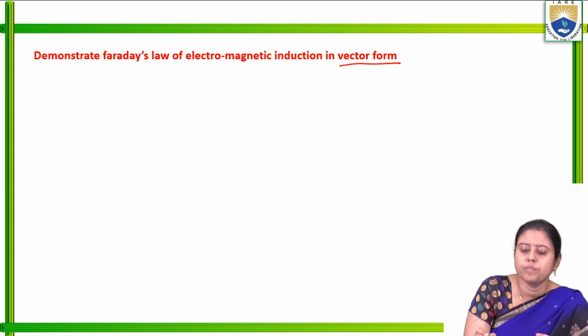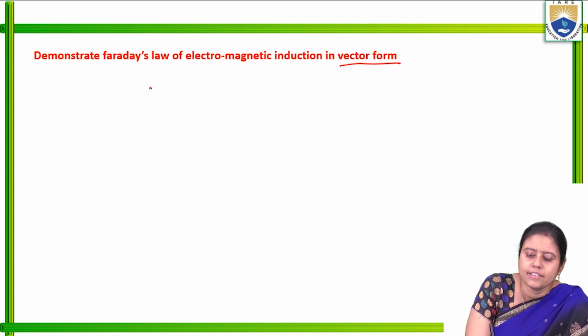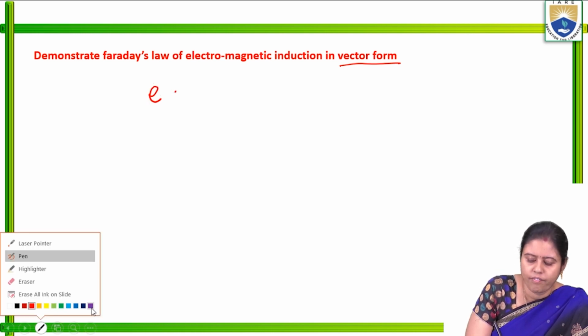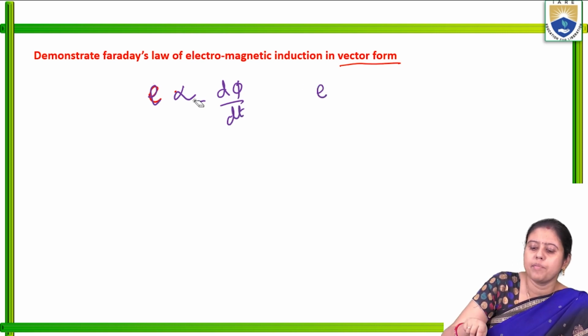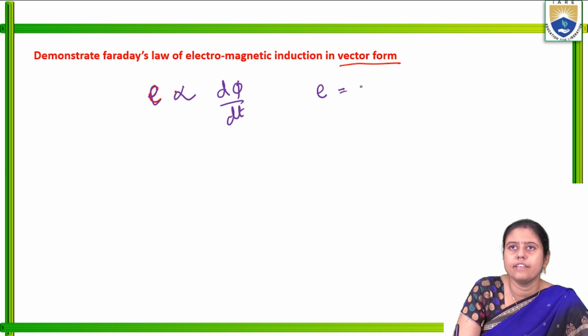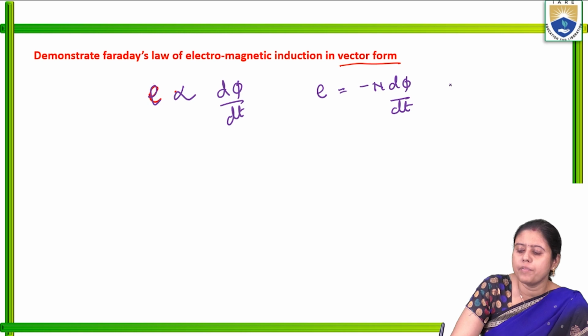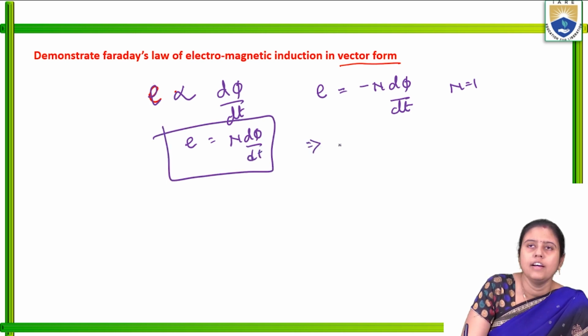So if we want to write the electromagnetic induction, the EMF E is directly proportional to minus d phi by dt, and E is equal to minus N d phi by dt. Now, if the number of turns is equal to 1, we can write E is equal to minus d phi by dt. Actually, this is the Faraday's law in the scalar form.